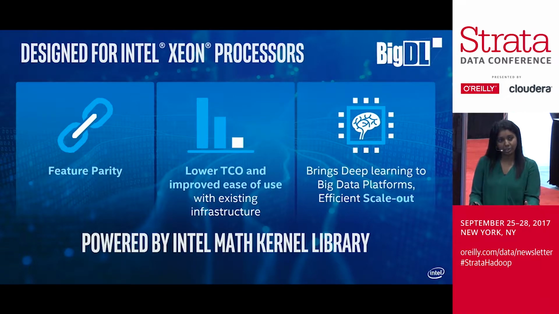BigDL is built for Intel Xeon processors, which means it takes advantage of Intel's Math Kernel Library acceleration. So you get high performance from the single node acceleration from Intel's MKL. Now, when you're talking about Spark architecture, it becomes less interesting when we're defining single node performance. BigDL takes advantage of the efficient scale-out architecture of Spark and scales to tens to hundreds of Xeon processors.